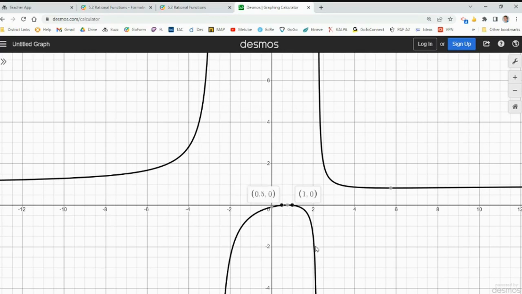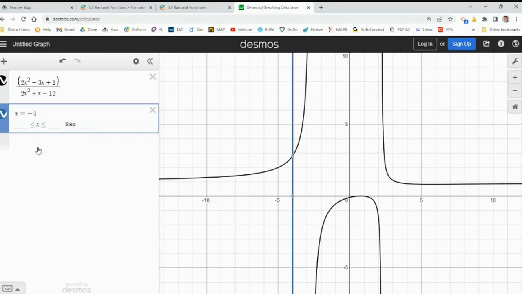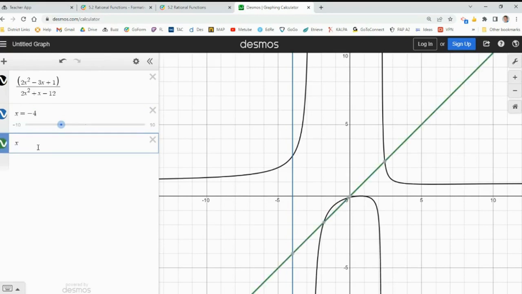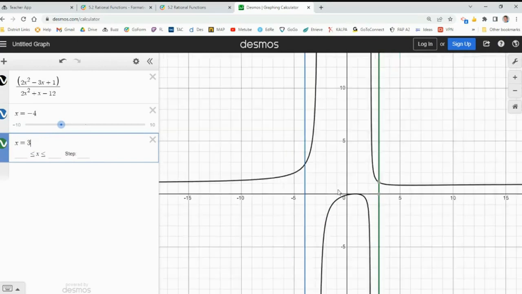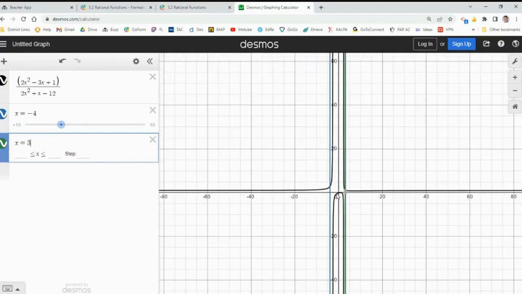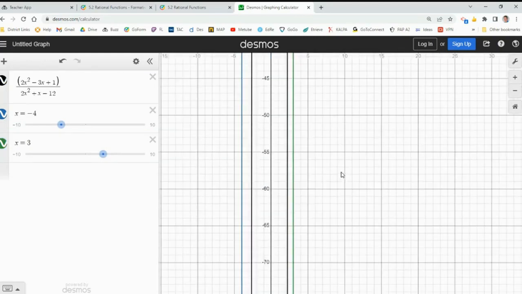We said there's a vertical asymptote at x equals -4. I'm going to put those on there so we can see them. x equals -4, and there's another one at x equals 3. Now this, interestingly enough, looks like it mainly just affects the bottom part of the graph. It is an asymptote, but it's only for the bottom part of it.